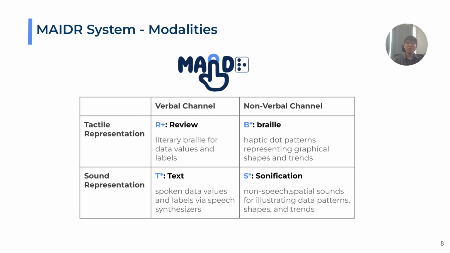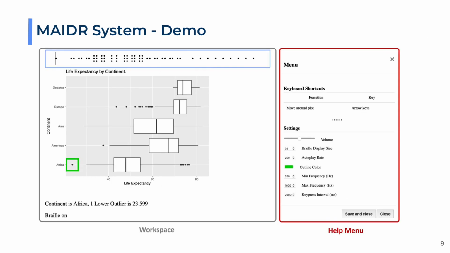Beyond BTS, we introduce an auxiliary mode called review or R. This review mode offers a verbal tactile representation, enabling users to review data point information in literary braille on a refreshable braille display. Now I will demonstrate how the MAIDR system works.